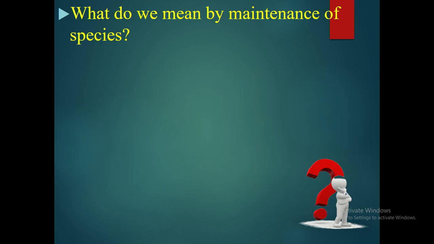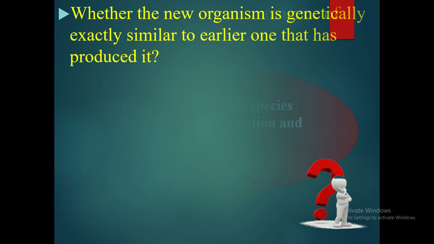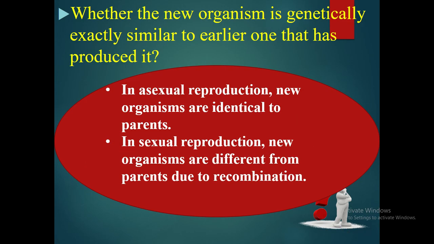What do we mean by maintenance of species? Species maintenance means reproduction to increase the number, to prevent their extinction and maintain them on the earth. Whether the new organism is genetically exactly similar to the earlier one that has produced it? Yes, sometimes it may be similar or it may be different. So it depends on the sexual or asexual reproduction.